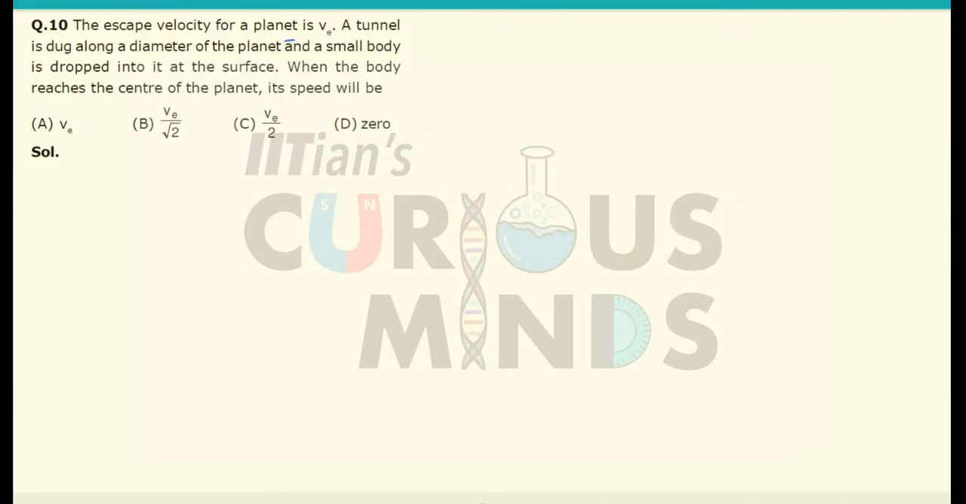Escape velocity for a planet is equal to VE. A tunnel is dug along the diameter of a planet and a small body is dropped in it at the surface. When the body reaches the center of the planet, its speed will be equal to.